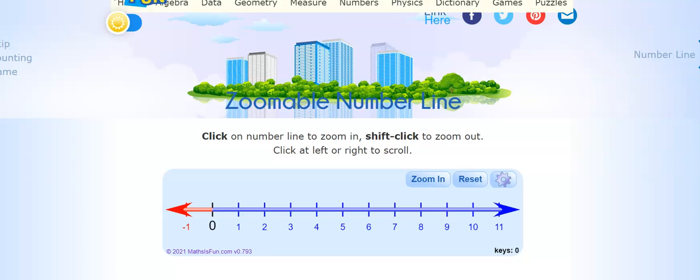Hi, boys and girls. Today we're going to do some work with decimals. And I know you've been learning lots about decimals, and today we're going to work with a zoomable number line. This is going to be a lot of fun.